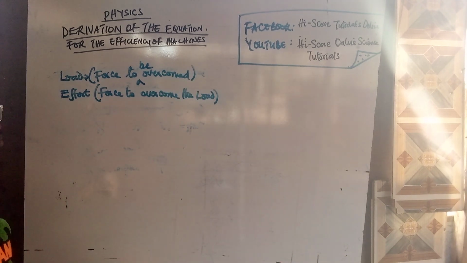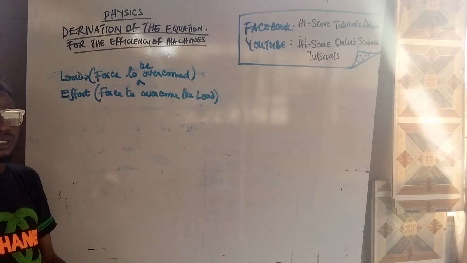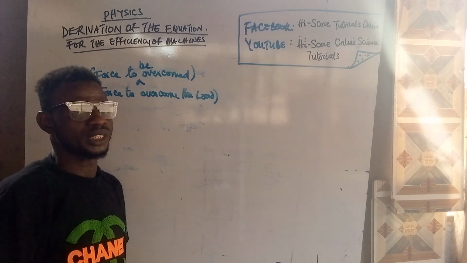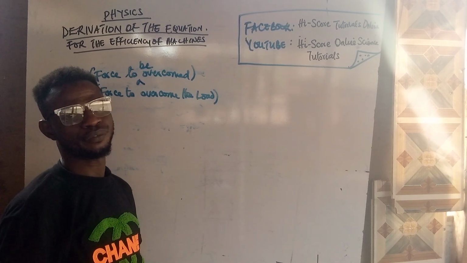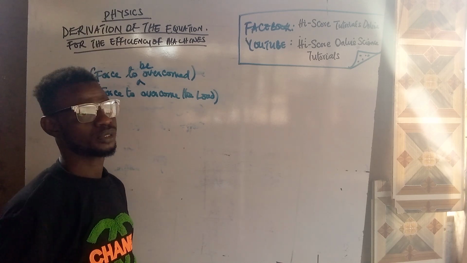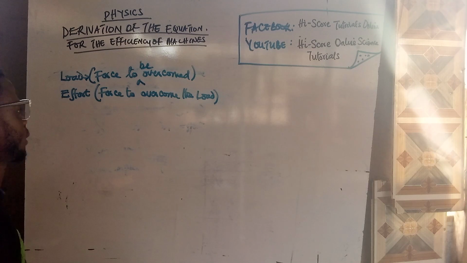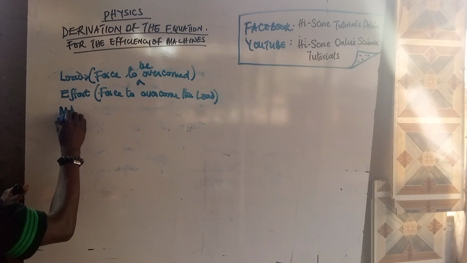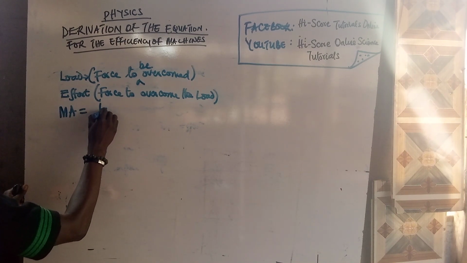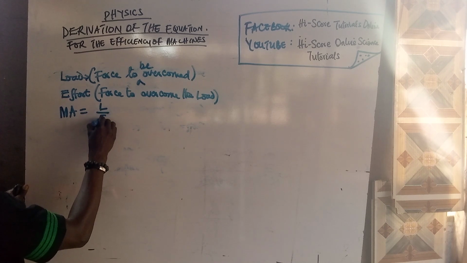Now, in a machine, it's expected to put in lower effort to overcome a higher load. So in that case, you must have a ratio of the load to the effort, which we call mechanical advantage. So mechanical advantage is equal to load over effort.